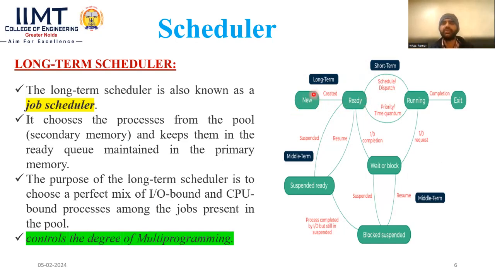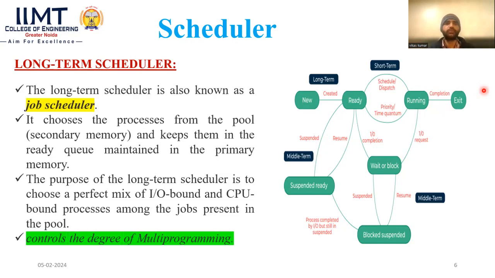Why? First of all, we need to know between which states the long-term scheduler works. The long-term scheduler works from the new state to the ready state. From the new state we select a pool of jobs, a collection of jobs, and take these jobs into the ready state. So the long-term scheduler is used for selecting multiple jobs from the new state and transferring them to the ready state.